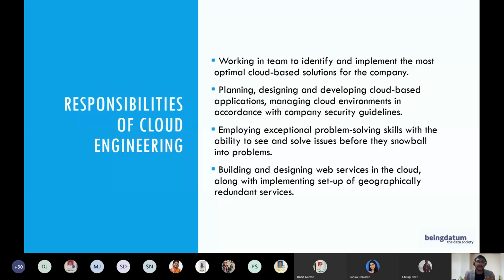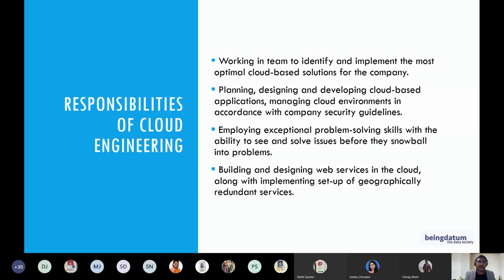Now the responsibilities include working in a team to identify and implement the most optimal cloud-based solutions. Means you work in a cloud-based team where you do the brainstorming, where you say why the solution will be good for the cloud, why we should move it to the cloud, how efficient it would be. You do a lot of proofs of concept and implementation day by day, and you learn a lot. It is such an interesting field.